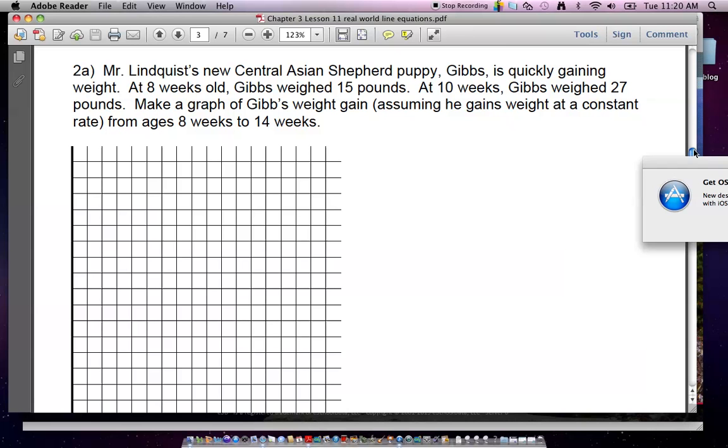The pounds are going on this side. Yeah, the pounds will be vertical, and horizontal will be the number of weeks. Okay, draw your graph. Go over it in just a minute.